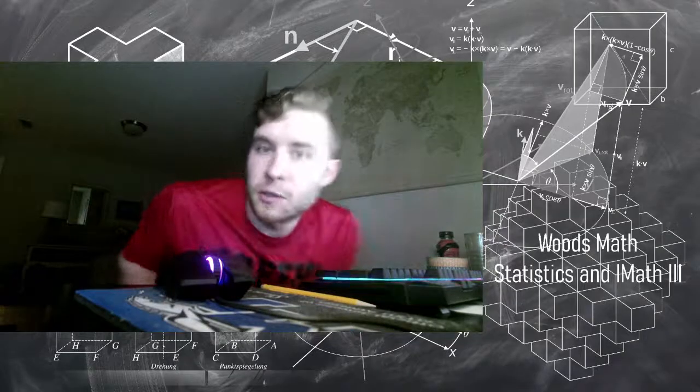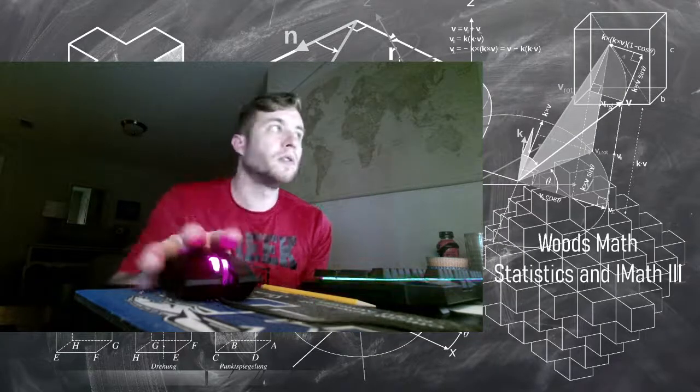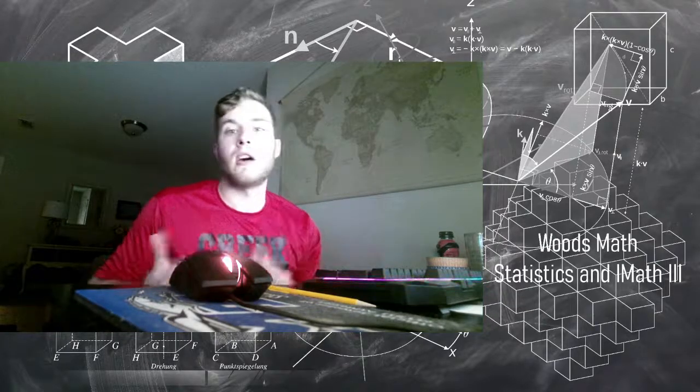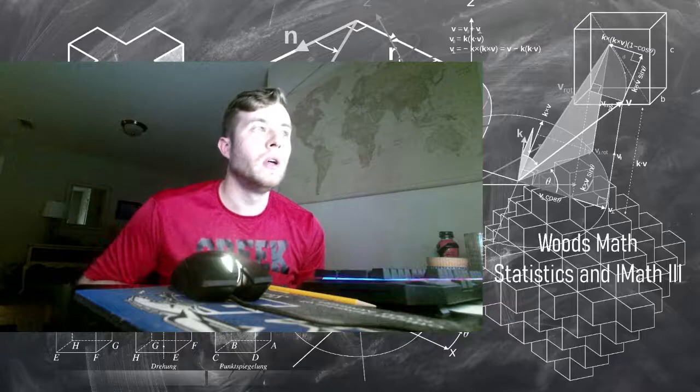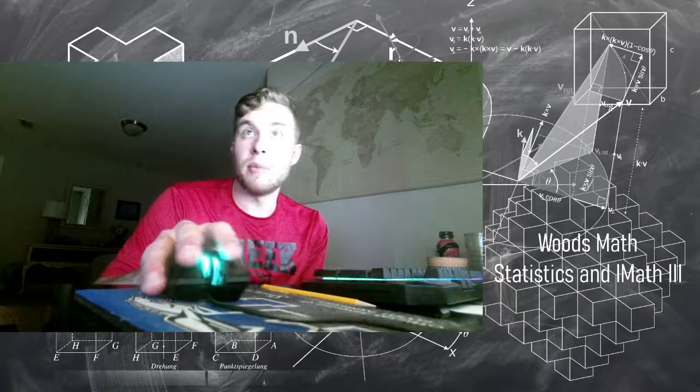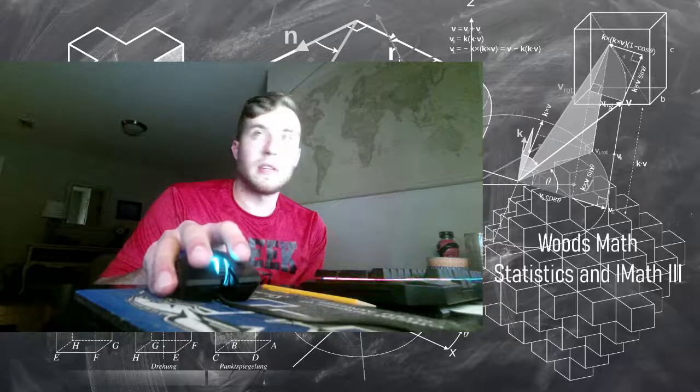All right, Integrated 3 students, we're continuing with our lesson over inscribed and central angles and finding arc measures. That's going to be our goal for today, and we're going to go ahead and get started with a problem. So let's go ahead and get into it.